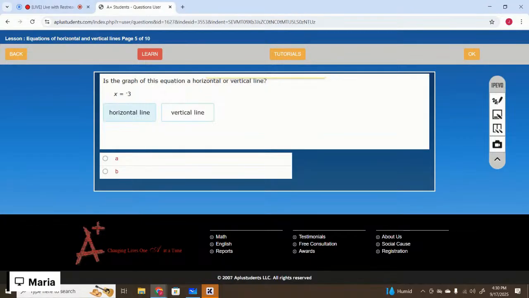Is the graph of the equation a horizontal or vertical line? X equals -3. Vertical line it is. Option number B is the correct option.